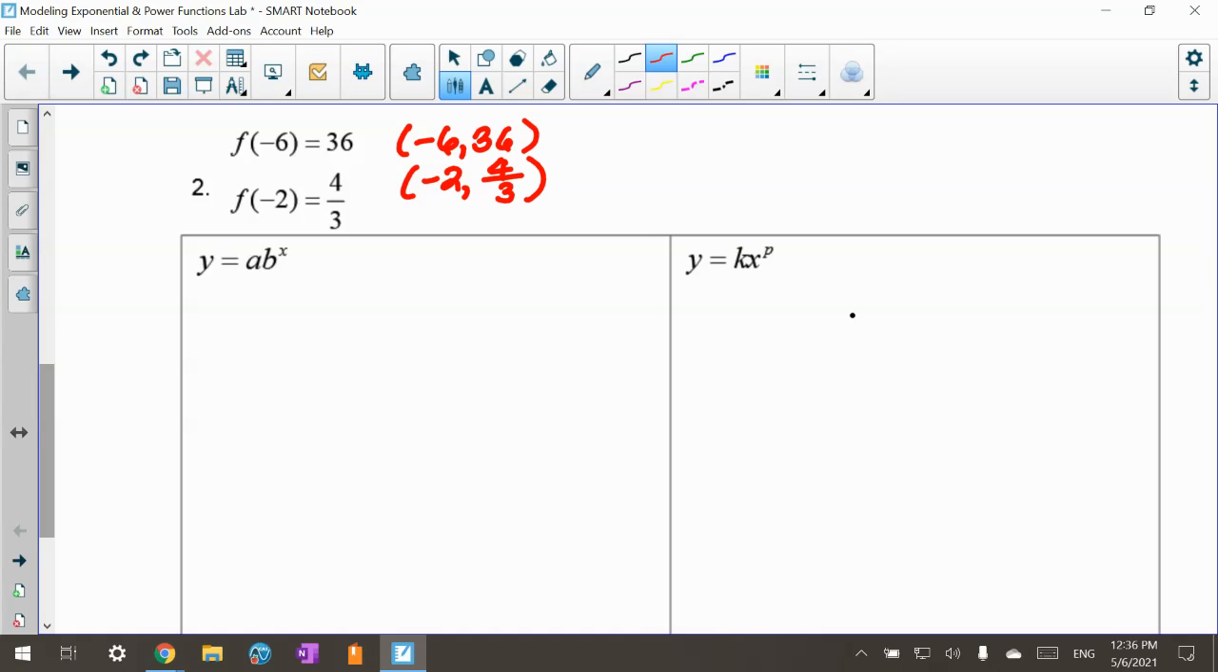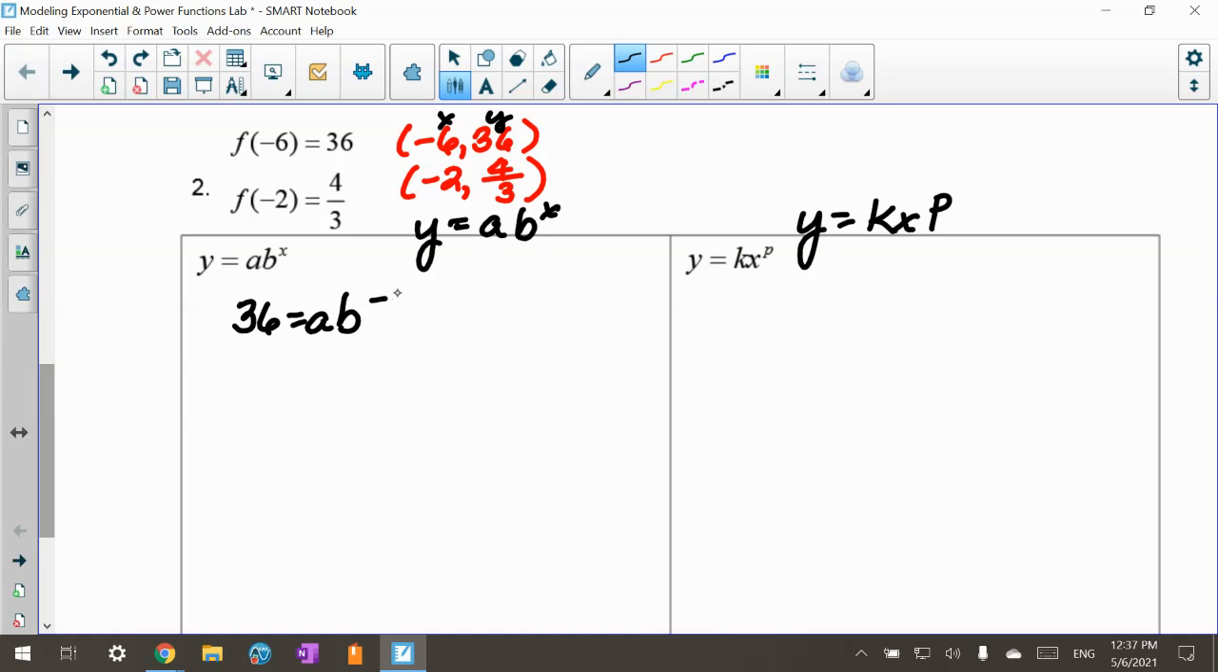Okay, so what I'm going to do, like I did the other one, is first find a model of exponential, y equals ab to the x, and then I'm going to do the power function model, y equals kx to the p, to find the formula. Okay, so the first one, remember these are my x's and y's. I'm going to start out here with 36 equals ab to the negative 6, divide, and then I'm going to put my other point in, 4/3 equals ab to the negative 2.